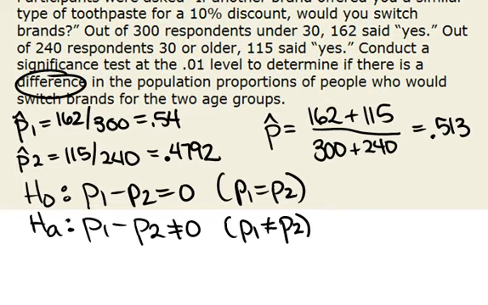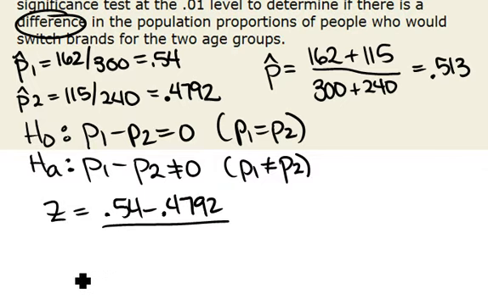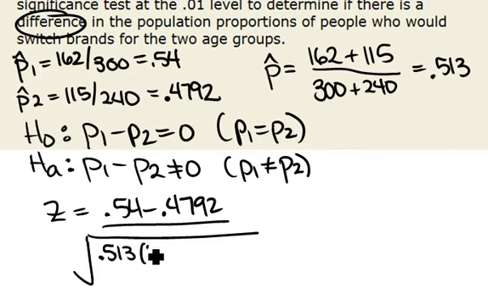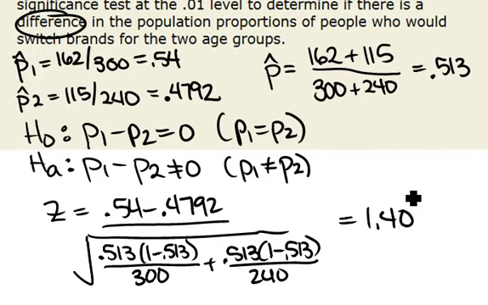So what our test statistic for this test looks like is a difference in sample proportions on the top. So we will take our 0.54 minus 0.4792, and in the denominator we do the square root of our p-hat times 1 minus p-hat over the sample size for each of the groups, and we add those together. And this is going to give us 1.40.